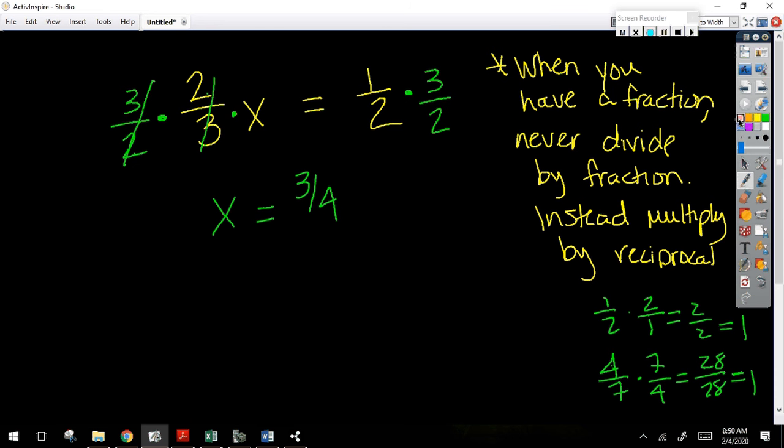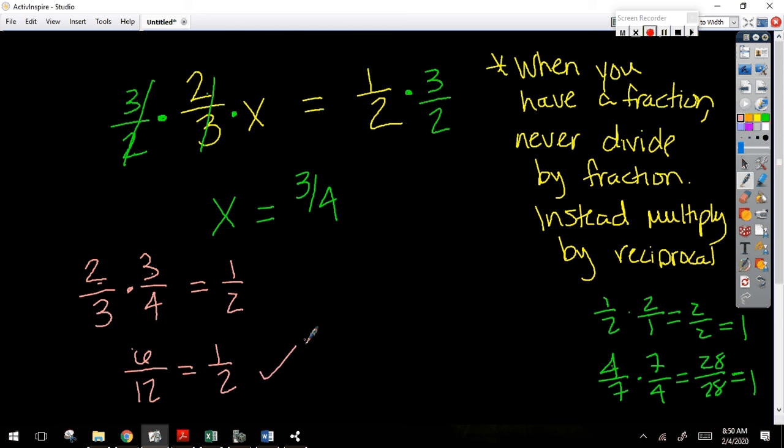Now, let's check it. 2/3 times 3/4, does it equal 1/2? This is where checking is really important too. What's 2 times 3? 6. And then what's 3 times 4? 12. Does that reduce to 1/2? It sure does, so it works.